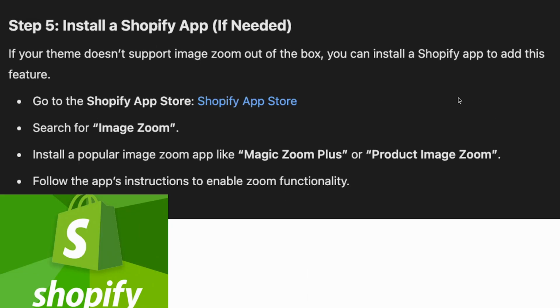If your theme doesn't support image zoom out of the box, you can install a Shopify app to add this feature. So go to Shopify App Store, search image zoom, and install a popular image zoom app like Magic Zoom Plus or Product Image Zoom. Then follow the app's instructions to enable the zoom functionality.